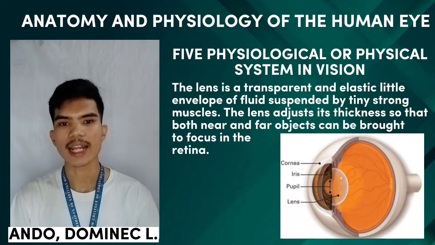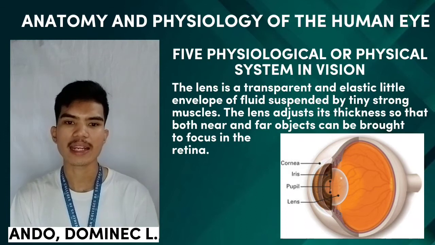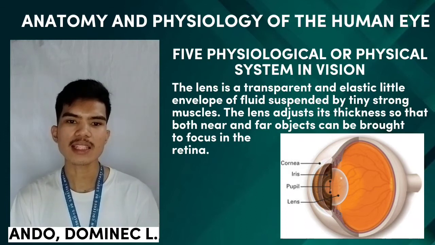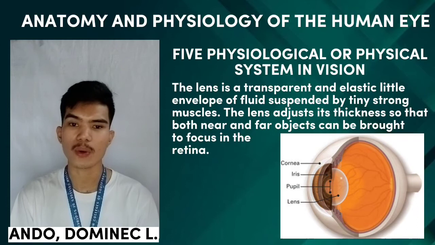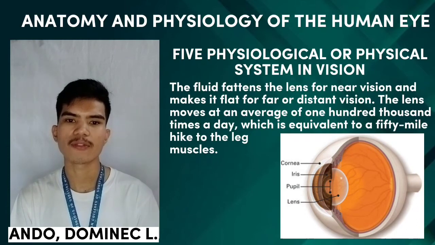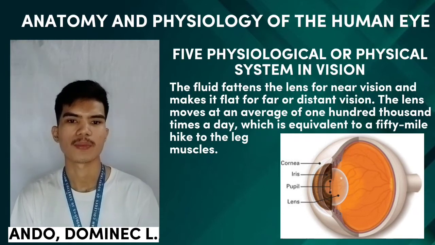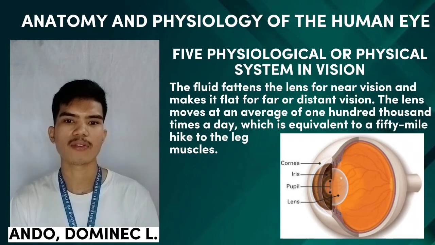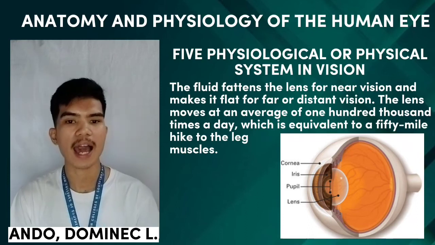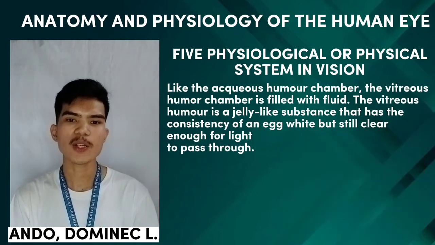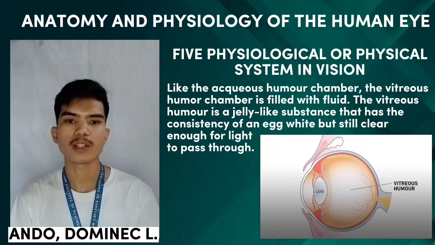The lens, on the other hand, is a transparent and elastic little envelope of fluid suspended by tiny, strong muscles. So the lens adjusts its thickness so that both near and far objects can be brought to focus on the retina. The fluid fattens the lens for near vision and makes it flat for distant vision. The lens moves at an average of 100,000 times a day, which is equivalent to a 50-mile hike to the leg muscles. Like the aqueous humor chamber, the vitreous humor chamber, on the other hand, is filled with fluid.